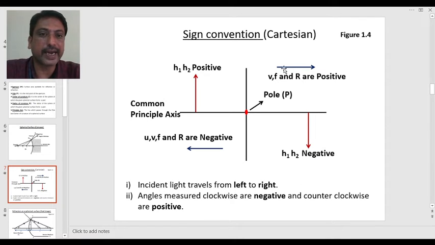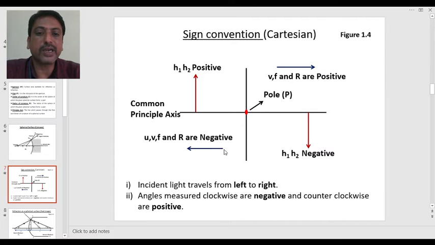So this is the direction of the incident light, and the distances measured in the direction of incident light are going to be considered as positive. So it means V, the image distance, F, the focal length, and the radius of curvature, if they are measured in the direction of incident light, are going to be considered positive.